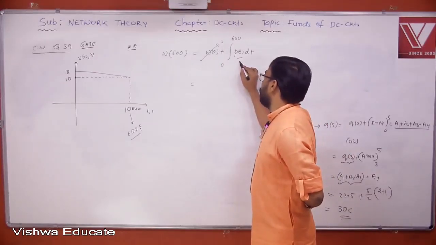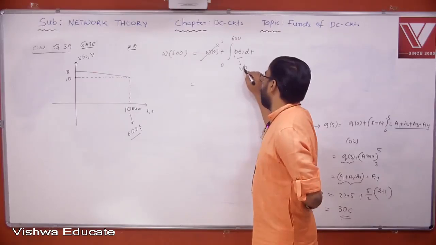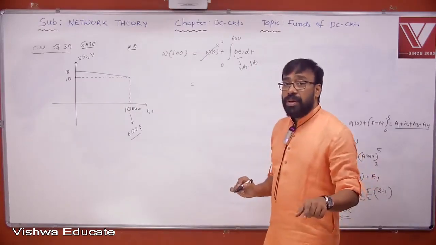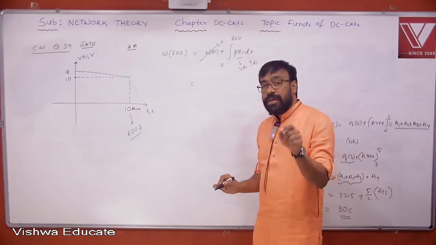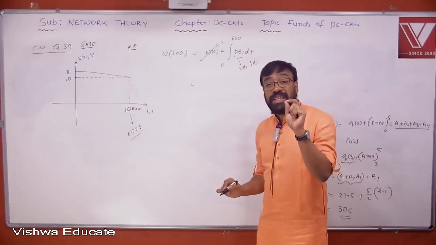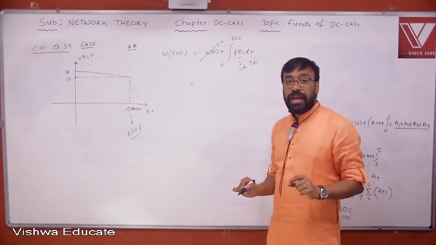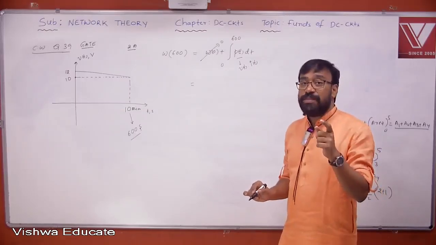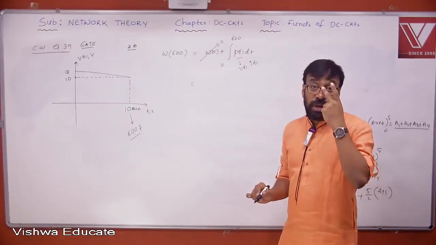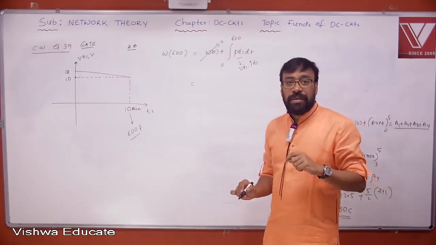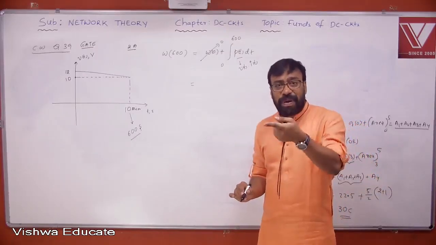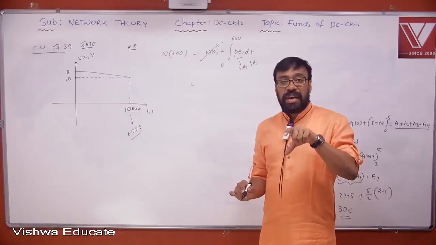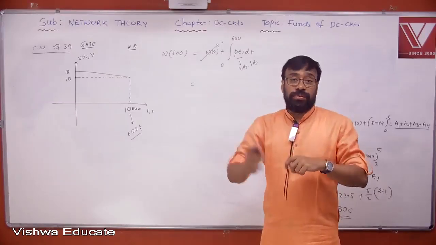P of t can be written as V of t into I of t. No doubt. But remember, during this talk time, the battery delivers a constant current. I think it's the best example to understand the current source concept. What does the current source actually do? It supplies the power at a constant current. The voltage across the current source may vary with respect to load.